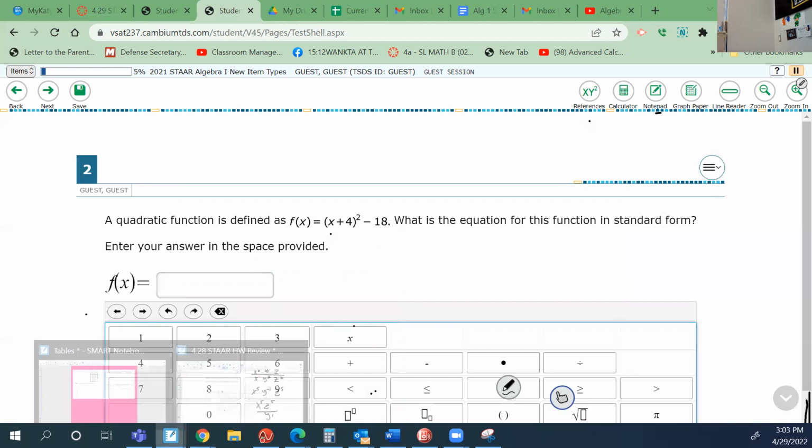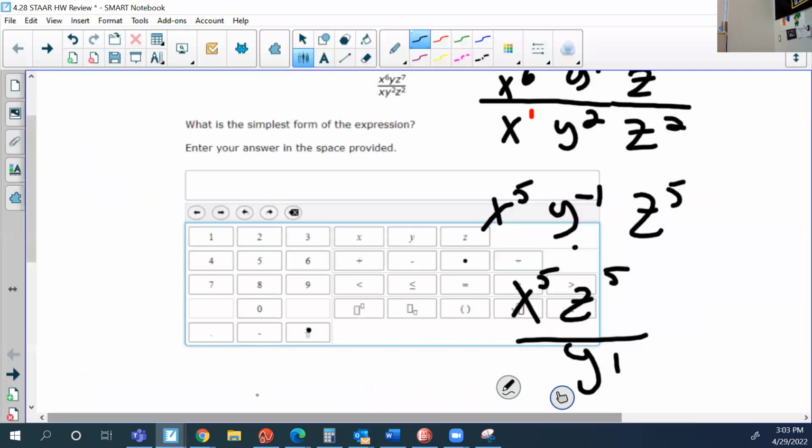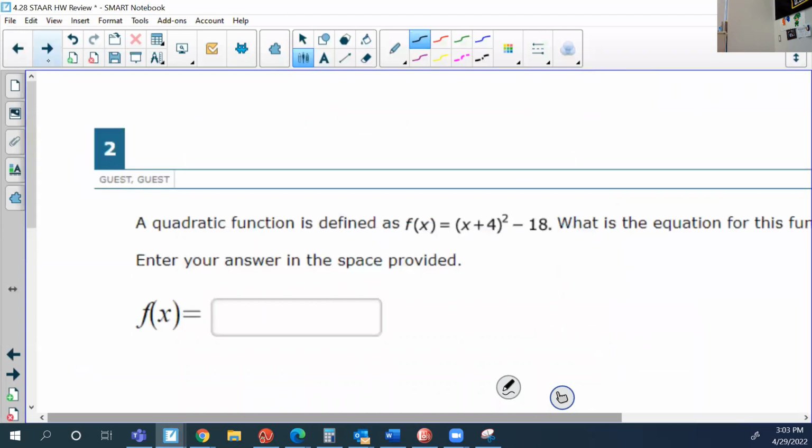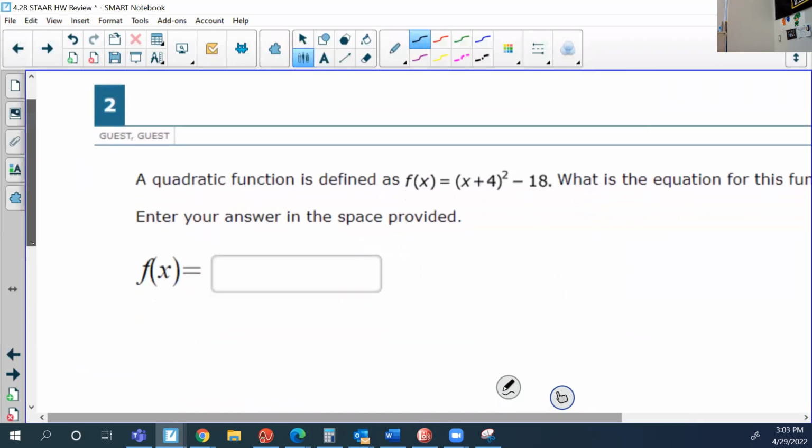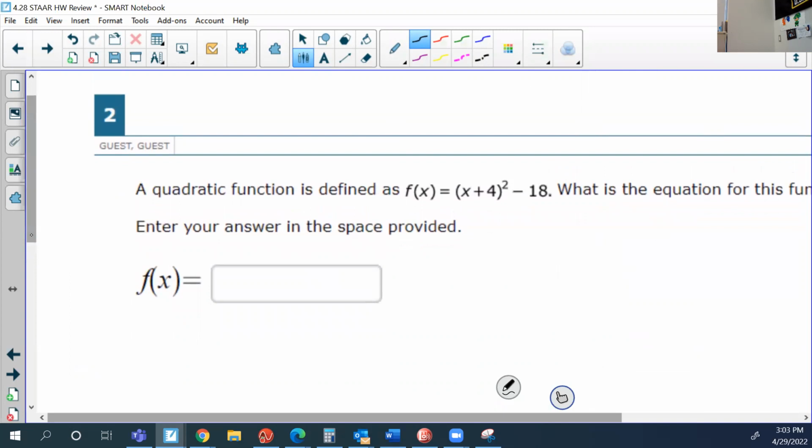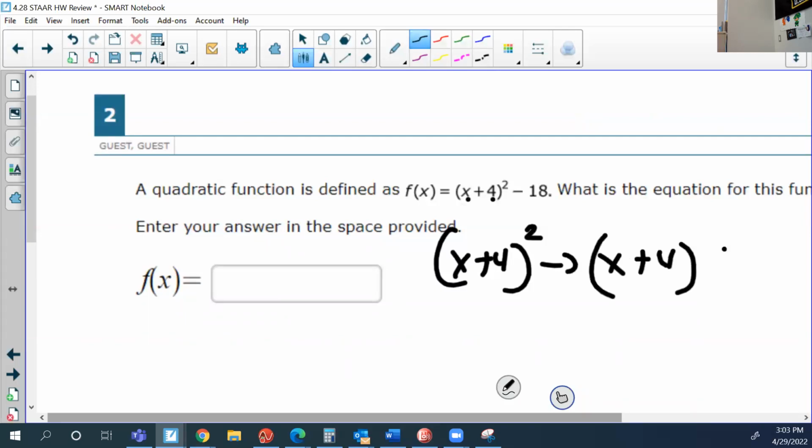Let's go back to the smart slide. So I'm going to do that. Here we go. Now, how do we do this? Now we have an (x plus 4) squared. I've got to expand that. And to do that, (x plus 4) squared is just (x plus 4) times (x plus 4).